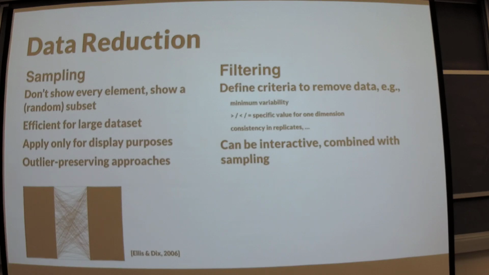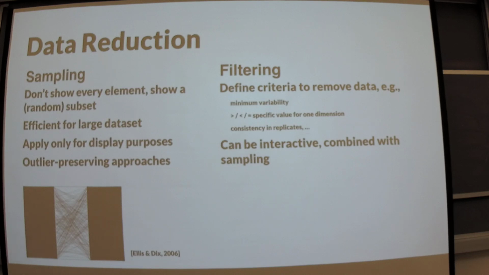What's also important is that if you have a filter in a parallel coordinate plot that you sample, you should always only apply the sampling to the rendering, right? You should still filter out the whole data set. There are also some outlier preserving sampling approaches out there.